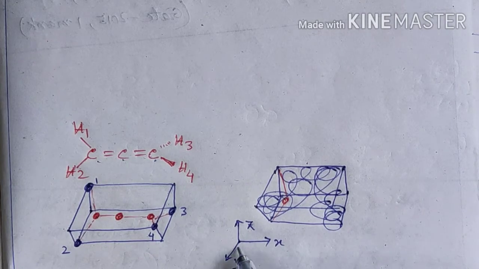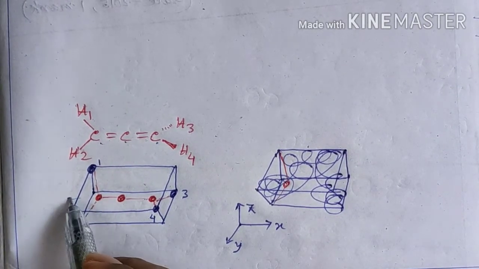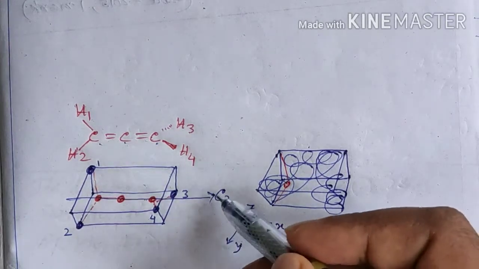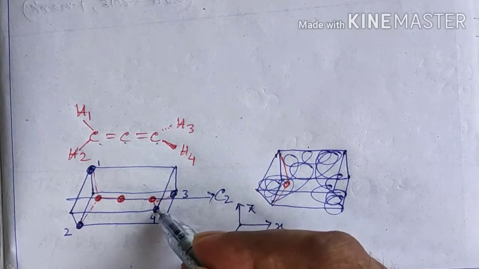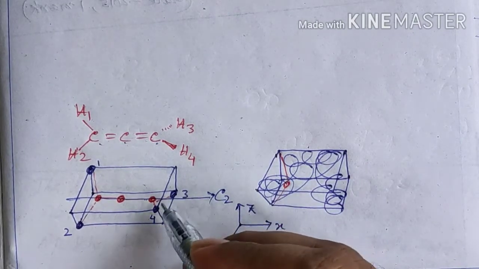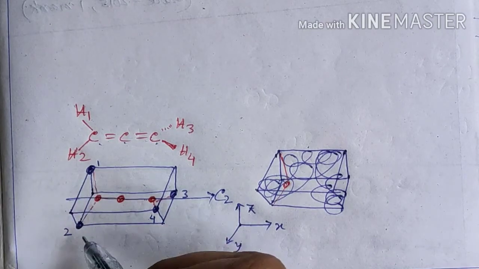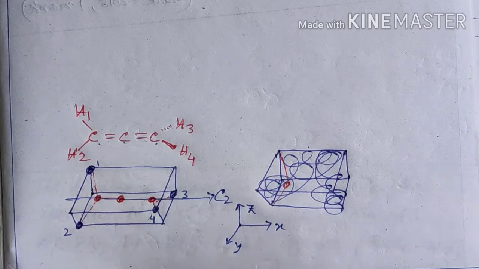This is the x-axis, this is the y-axis and this is the z-axis. If you see carefully, we can see that there is a C2 along the x-axis. If we rotate the molecule along the x-axis, this hydrogen and this hydrogen will interconvert, and these two hydrogens will interconvert their places. Thus there is one C2 axis.